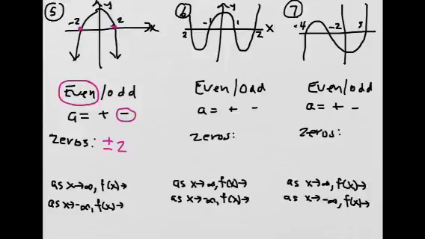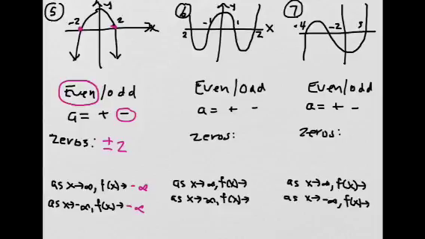And since both the left and the right side go down, as x goes to infinity, f of x goes to negative infinity. As x goes to negative infinity, f of x goes to negative infinity. So as x gets bigger, y gets smaller, and as x gets smaller, y gets smaller.